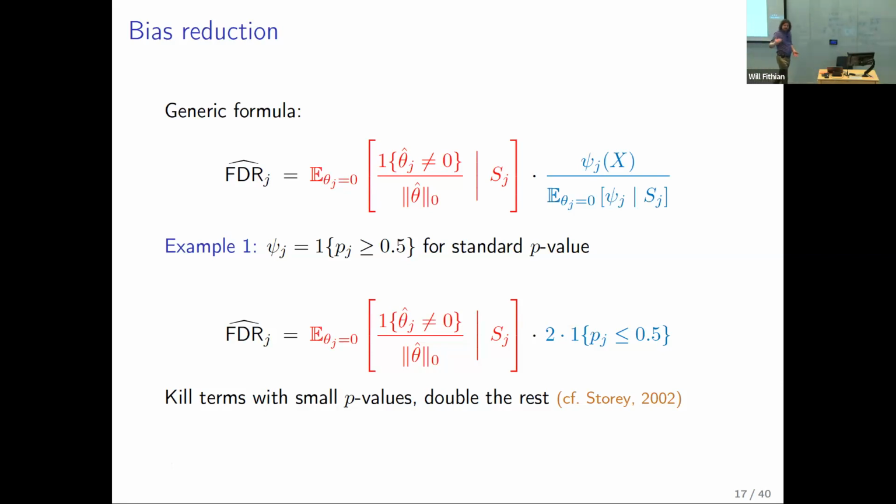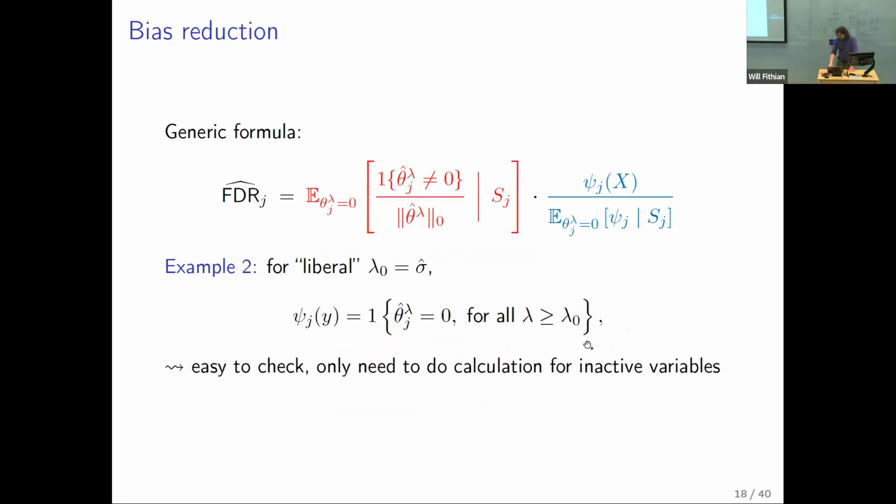And the terms whose p-values are above 1/2, even under the null, there was a 1/2 chance that the p-value would be below half. And so we have to double the other terms so that we don't bias the estimator. So again, we want to kill most of the non-null terms and adjust the null terms so that we don't lose anything.